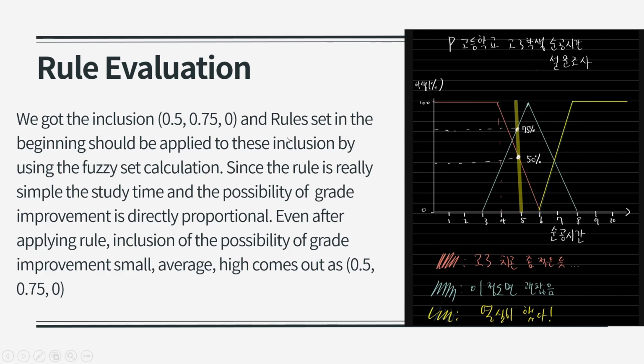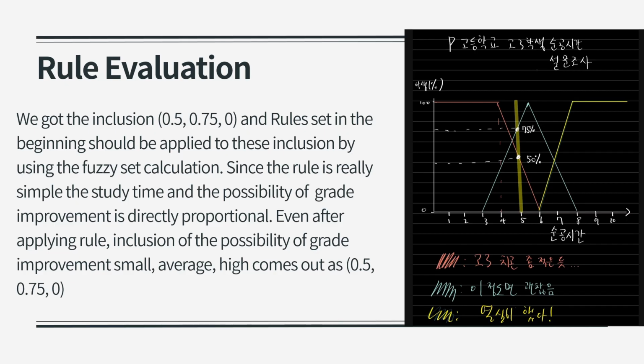First, we need to put in an exact number, study time which equals 5 hours, and based on the graph, we can check out the degree of inclusion. 5 hours has 50% inclusion in the low study time and 75% inclusion in the average study time and 0% in the high sector. You can write this conclusion as 0.5, 0.75, and 0.